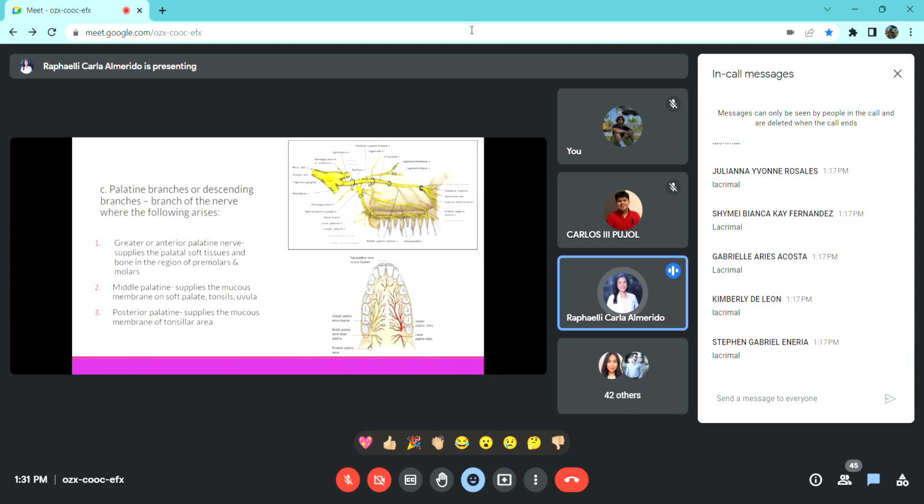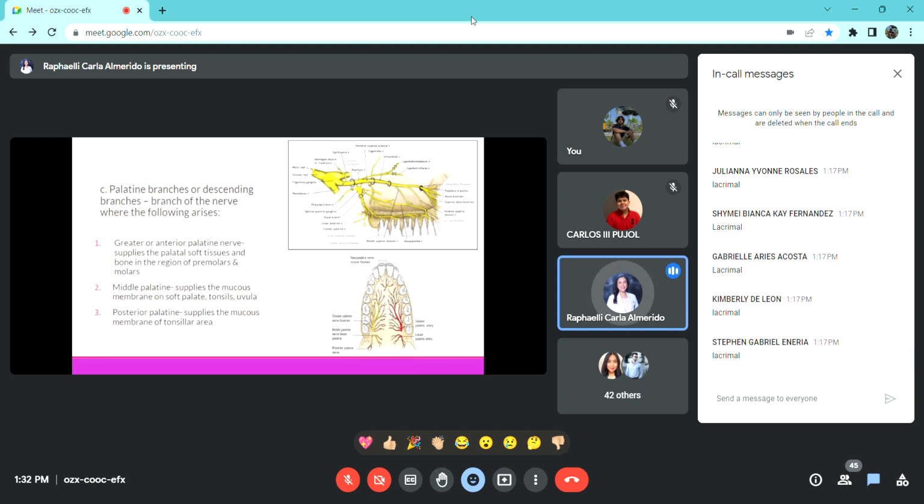Kasi if you just simply place greater or anterior palatine, is it the nerve? Is it an artery? So for the greater palatine nerve, you will notice yung fibers niya. It is directed more anteriorly. So the parts that it innervates are your palatal soft tissues and bone in the region of the premolar and molar regions. Just follow the fibers. So again, your palatal soft tissues, and your premolar molar area.